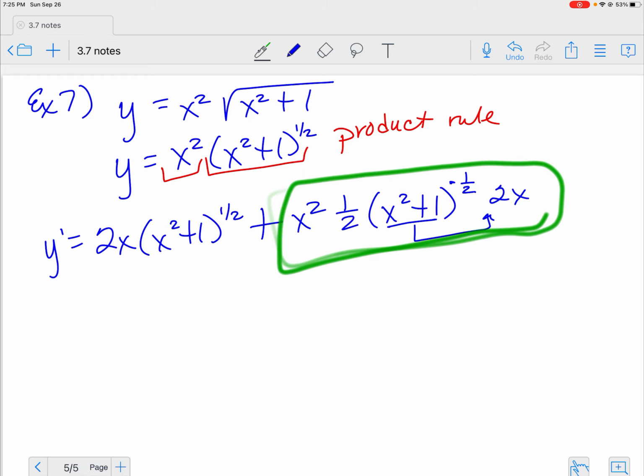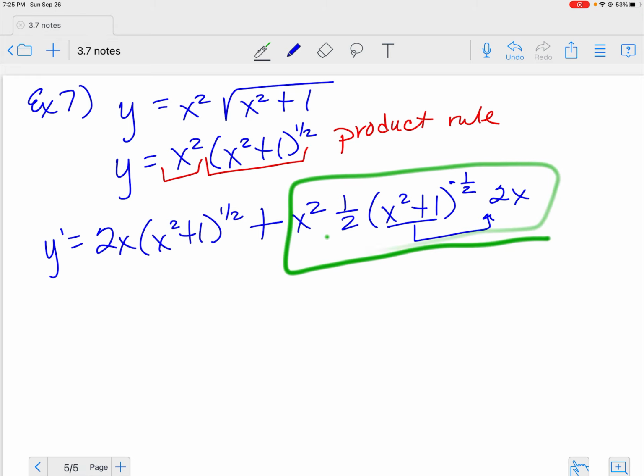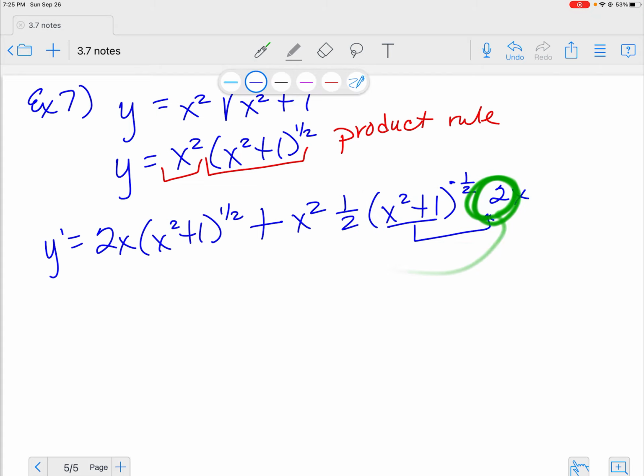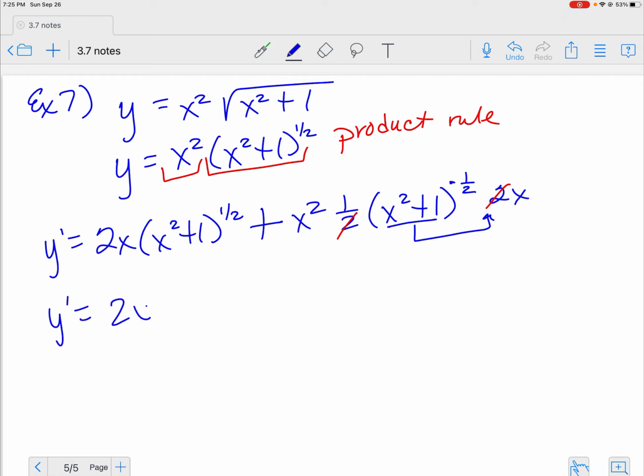Now this whole term is multiplied together, which means I've got a 1/2 times 2. They cancel. 1/2 times 2 is a 1. Now just clean this up a little bit. y prime is equal to 2x times x squared plus 1 to the 1/2 power, and then I've got plus x cubed times x squared plus 1 to the negative 1/2 power.